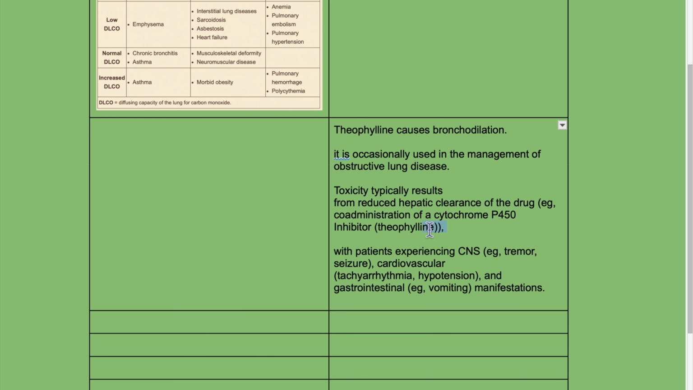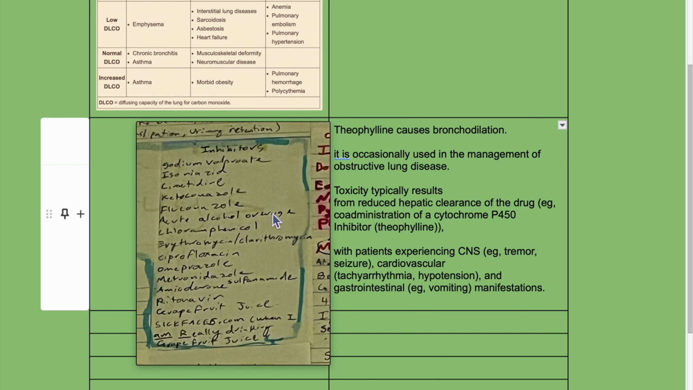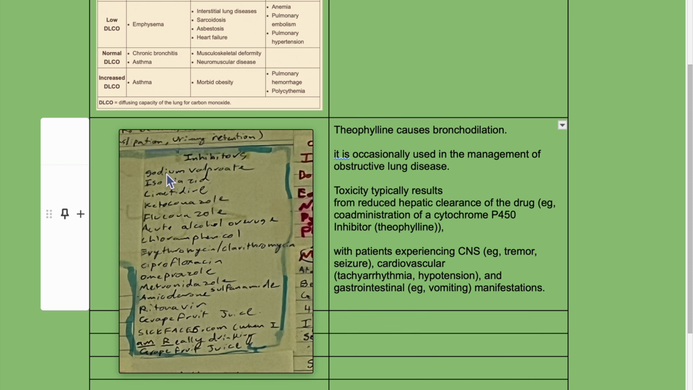So we need to know what the cytochrome P450 inhibitors are. There is a mnemonic for it. I have it somewhere in my room. Right, I found where it was. So these are the cytochrome P450 inhibitors. Sodium valproate. It was on sickfaces.com, when I'm really drinking grapefruit juice.